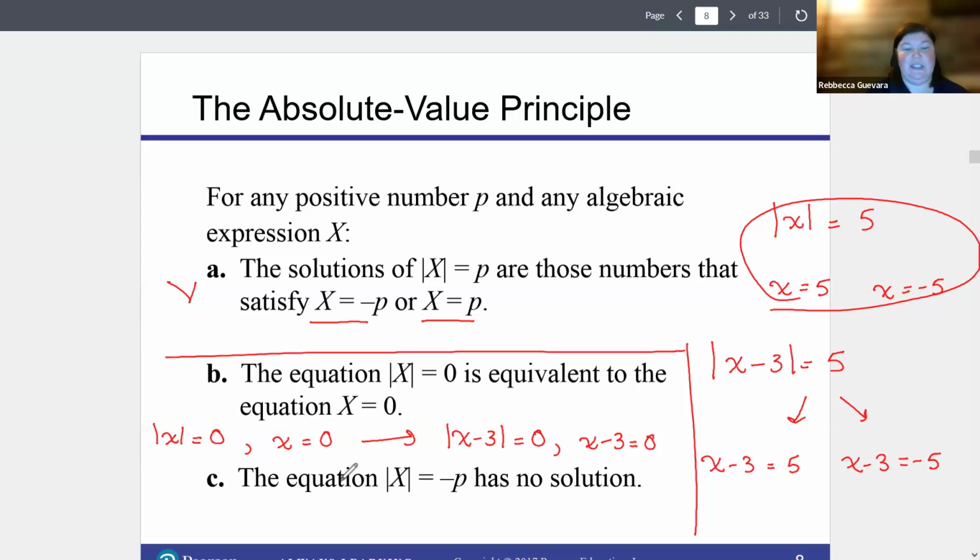And then the last one is that if I have an absolute value equals a negative number, I have no solution, which once again makes sense. If I had the absolute value of X and I said it equals negative 3, absolute values are always supposed to be positive. There's nothing I can do to make that equal to negative 3. So we're going to be working on really solving some absolute value equations, but we're going to use these principles here.